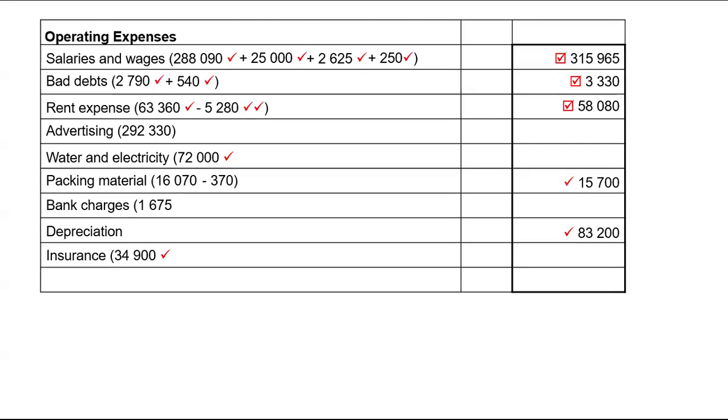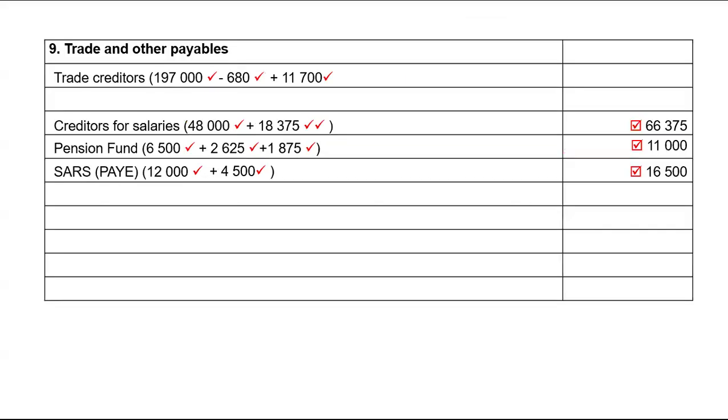Water and electricity will increase by 11,000 Rand, and the total water and electricity will be 83,000. But the 11,000 Rand, we are going to record in trade and other payables as your accrued expense.